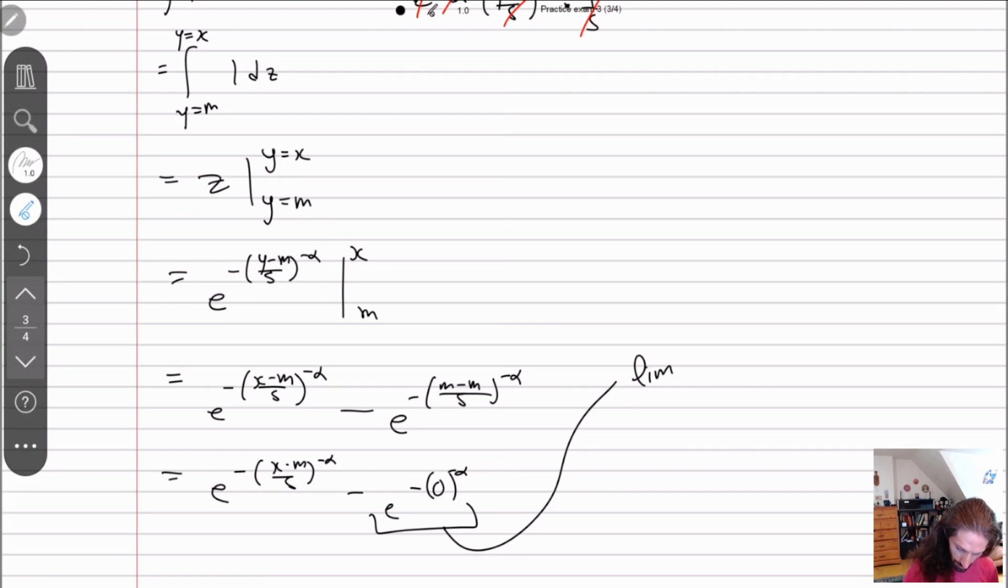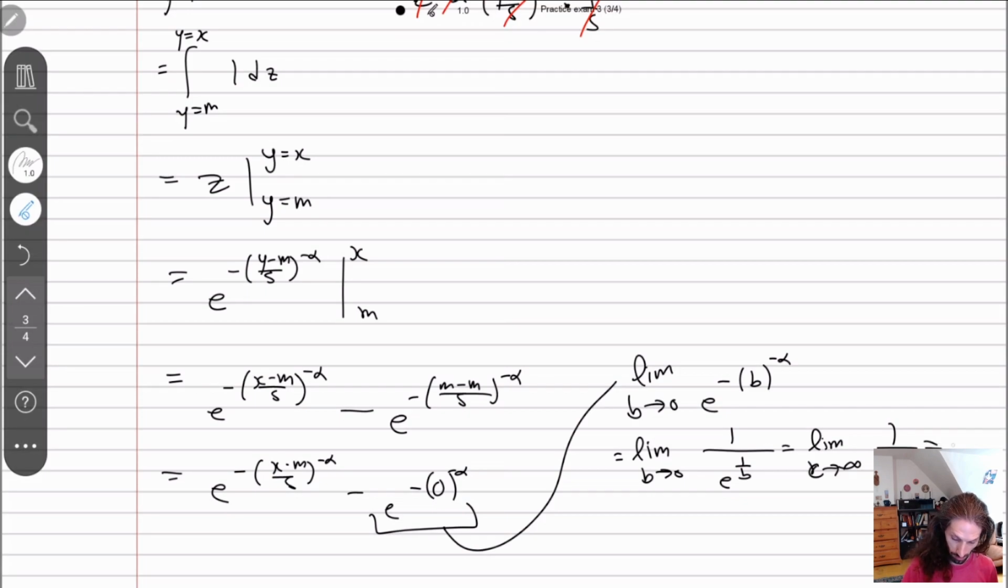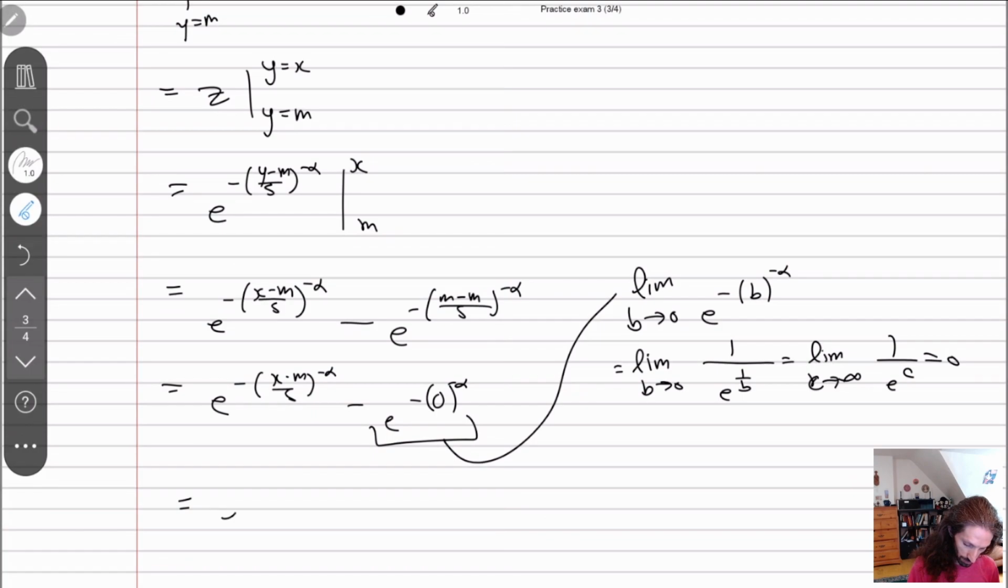let's do this. Limit as b goes to 0, e to the minus 1 over b to the minus alpha. So what this is, limit b goes to 0, 1 over e to the 1 over b. So 1 over b, this is going to get really, really big. So this is going to basically be limit as c goes to infinity of 1 over e to the c. And this is going to go to 0. So basically this part goes to 0. And I'm left with e to the minus x minus m over s to the minus alpha.